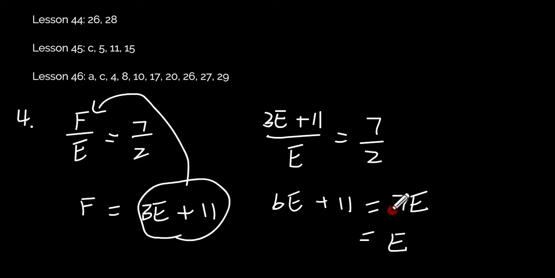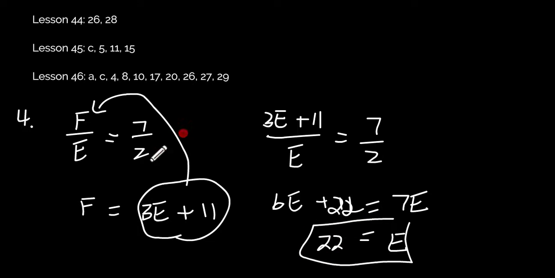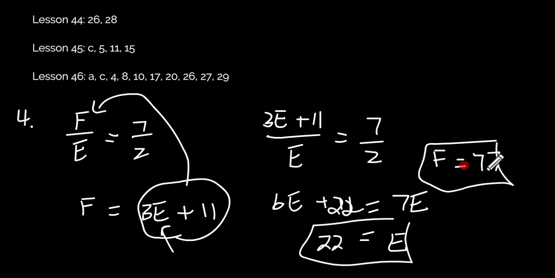We get e, oops, this should have been 22. Excuse me for that. There we go. So we get 22. So the elves are 22, and if you put 22 in here, you're going to get F equals 77 fairies. So you can always rewatch these since I'm going so quickly. All right, number 8 is really exactly the same as C. So I'm not going to do that one this time.